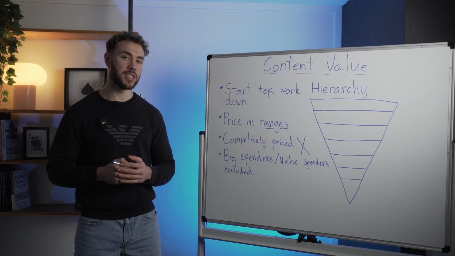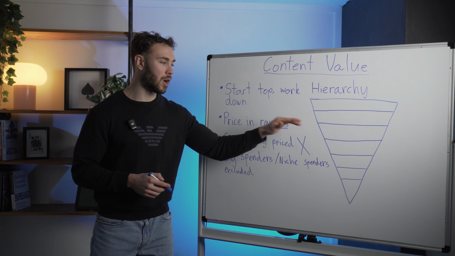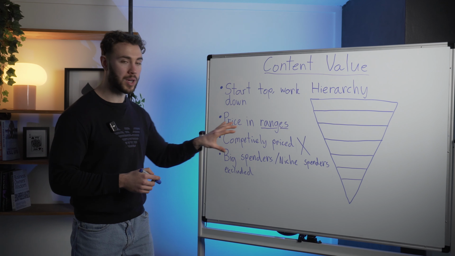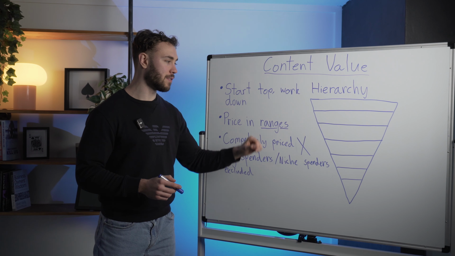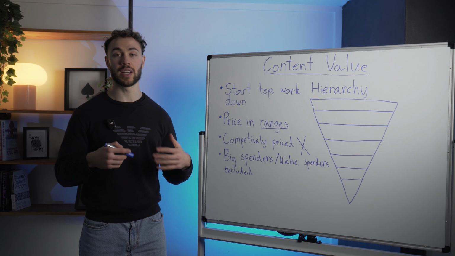When it comes to pricing your tiers of content, I wouldn't go for concrete prices like 200, 150, 120. I would advise using price ranges, so having a low end and a high end. Let's say 150 to 200, 120 to 150, 100 to 120. It's just going to give you that bit of flexibility that's really going to help.